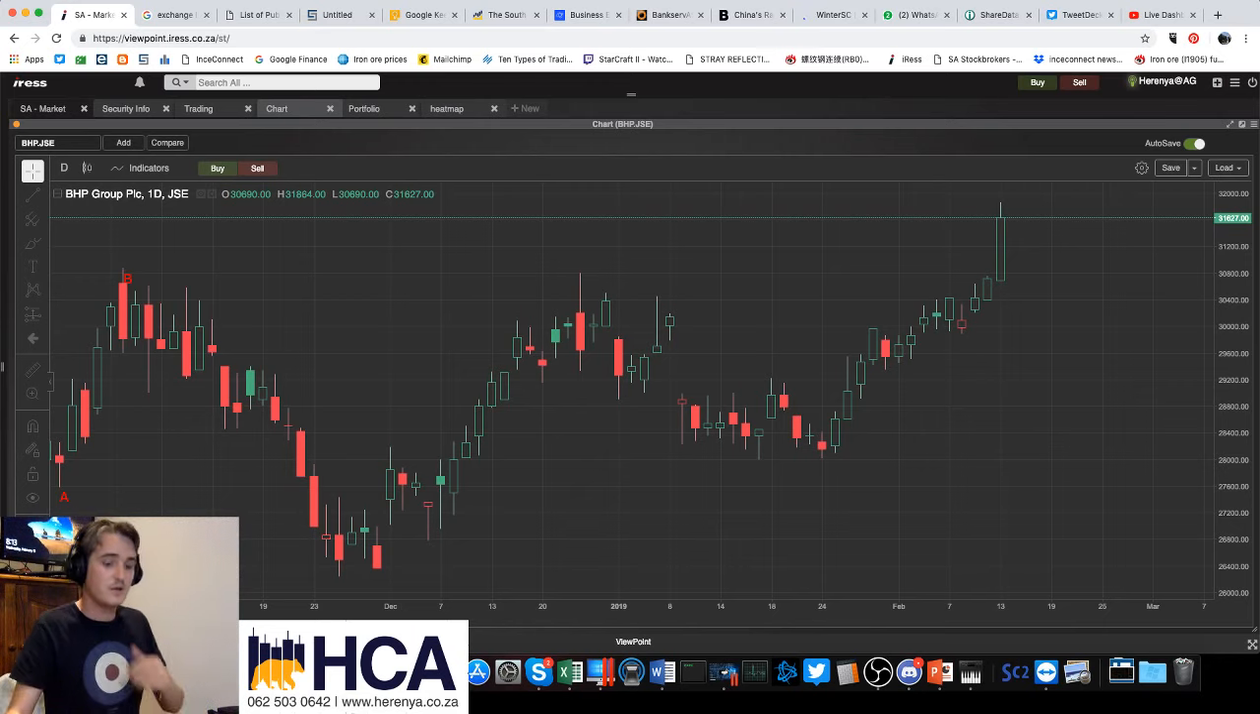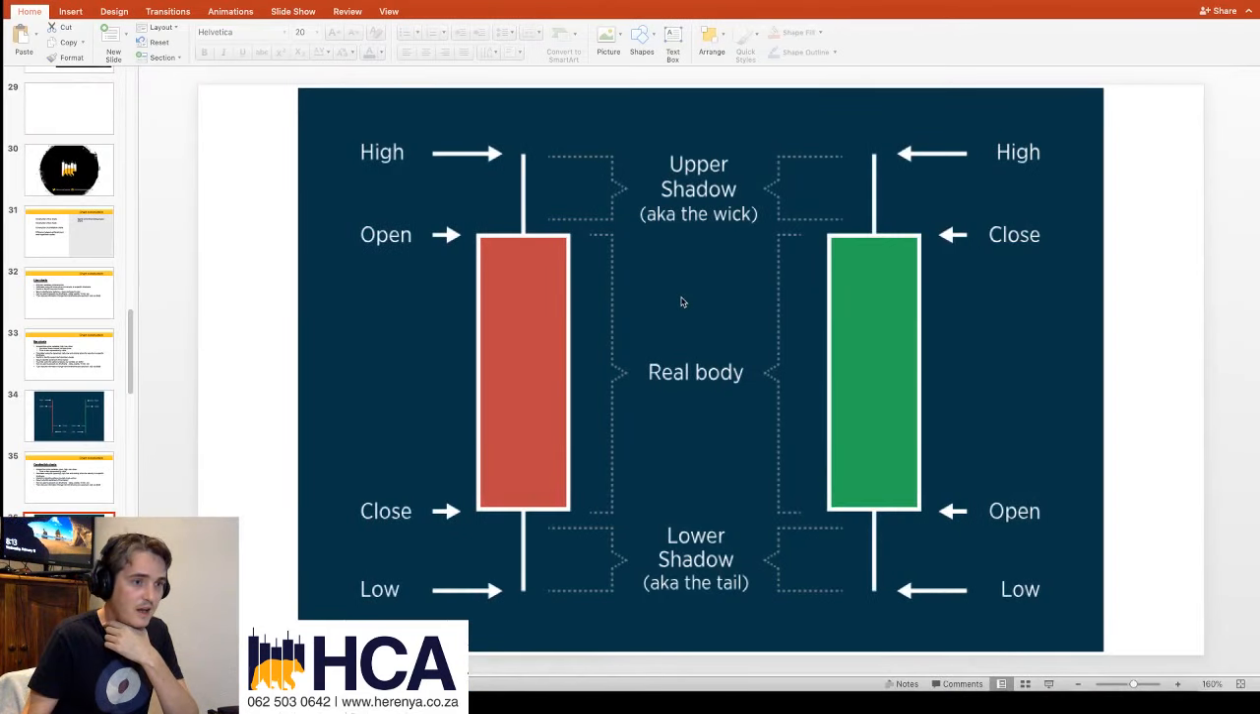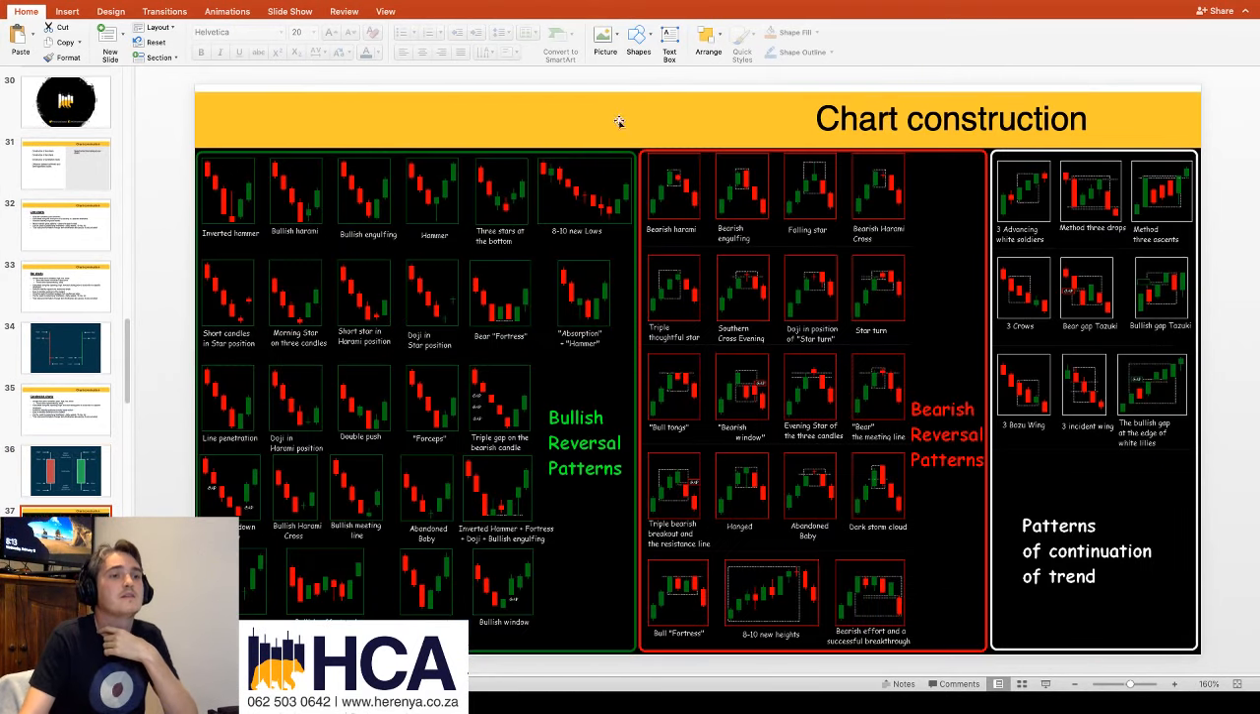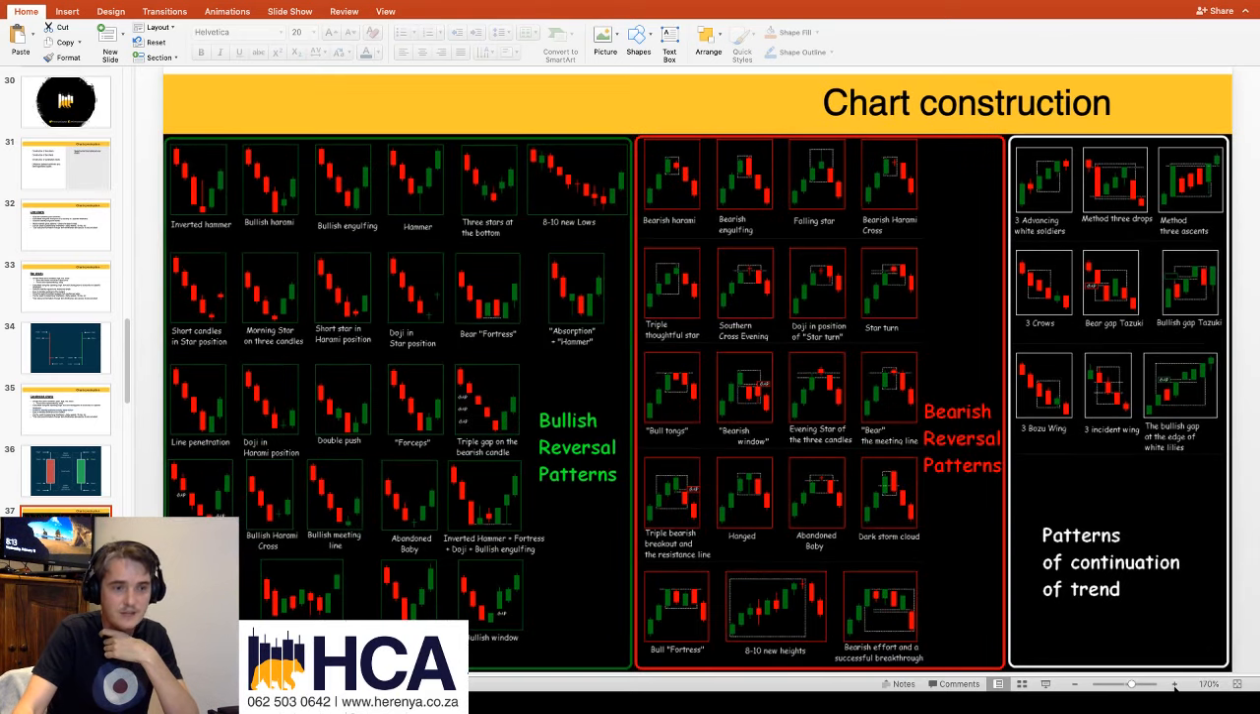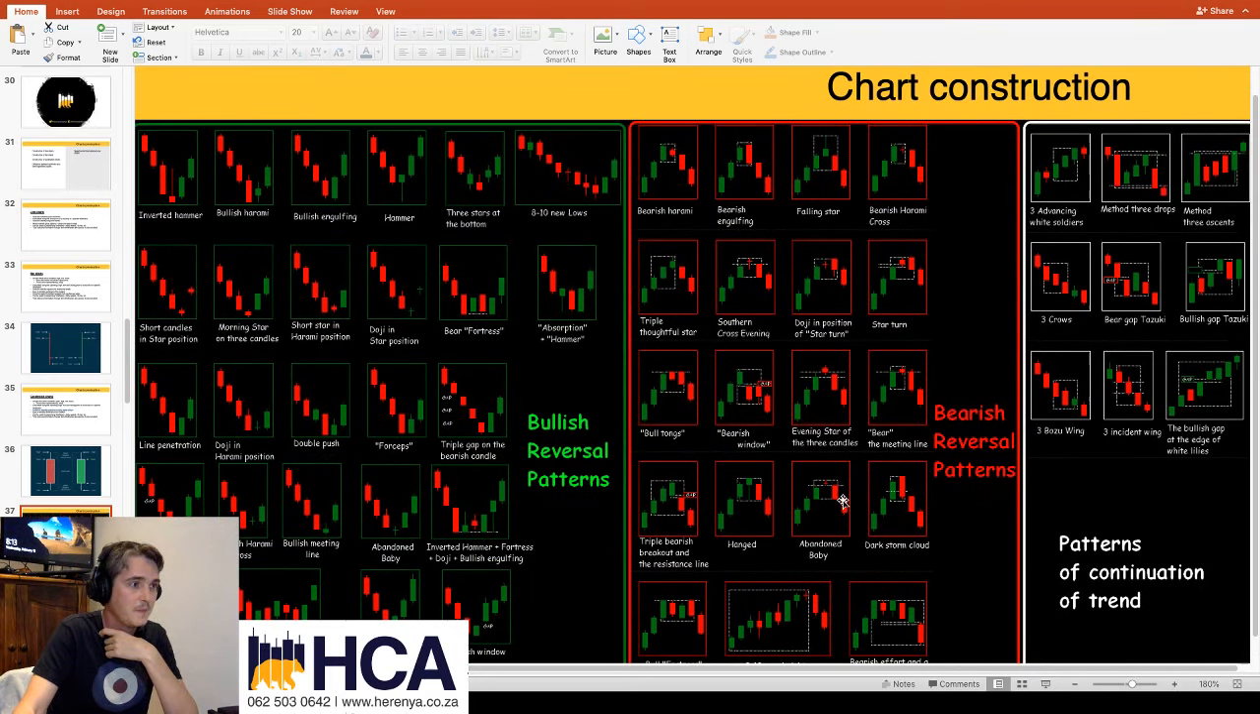In any case, we are going to move on slightly from the candlesticks, looking at some of the different patterns that you have here. I can zoom this in a little bit. As you can see, there are tons of different patterns. If you want a copy of this, please join the Discord. I'll put it in there, or just ask for it and I can send it to you. There are bullish reversals, bearish reversals, and obviously trend continuation patterns.